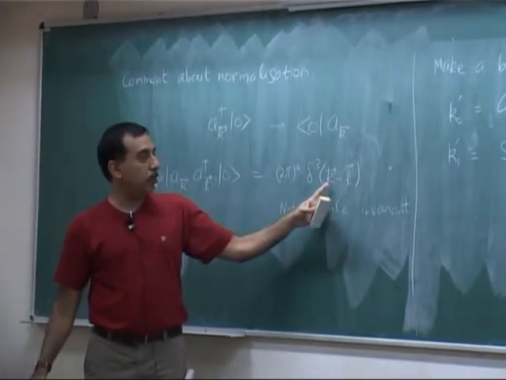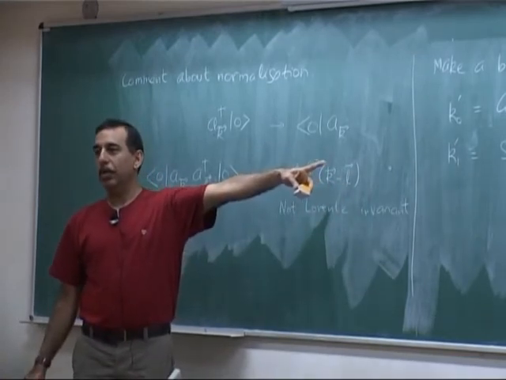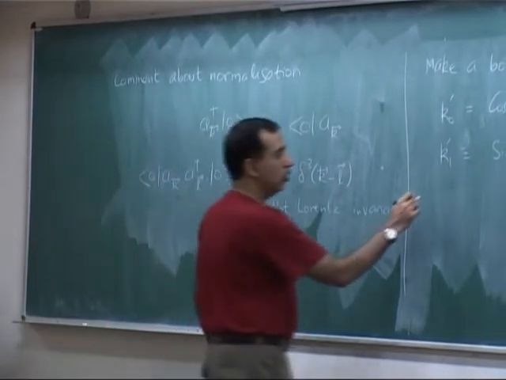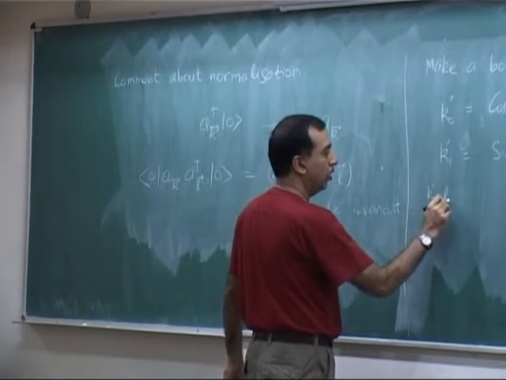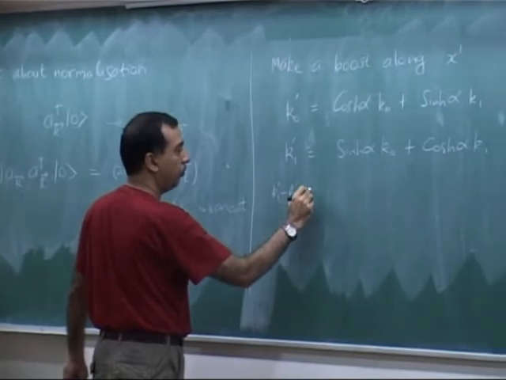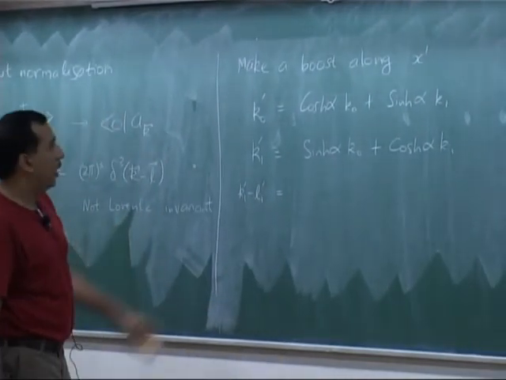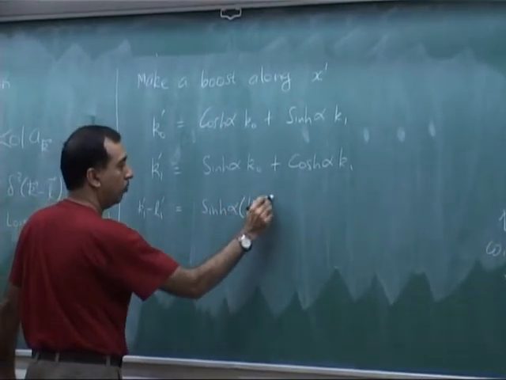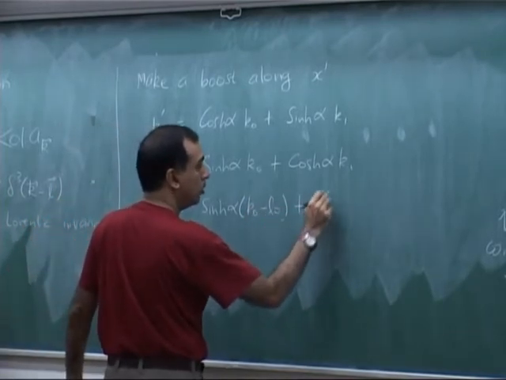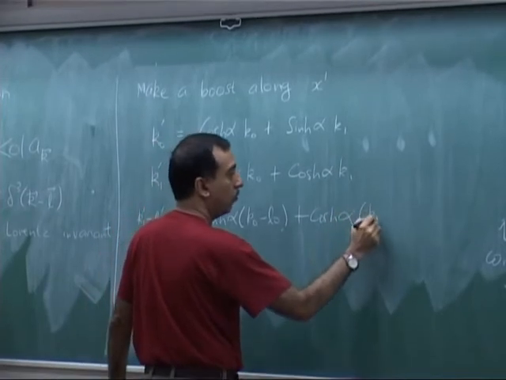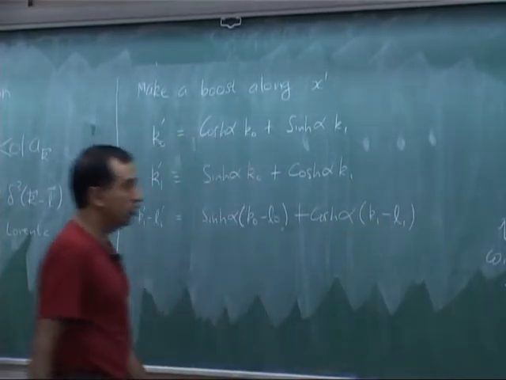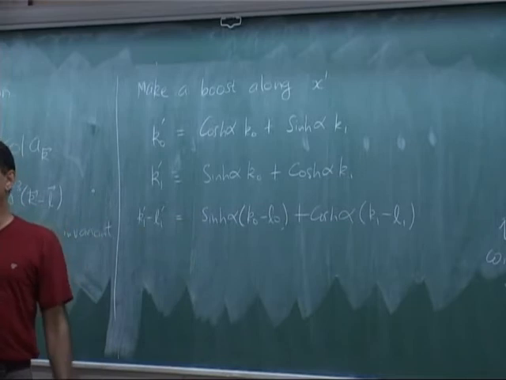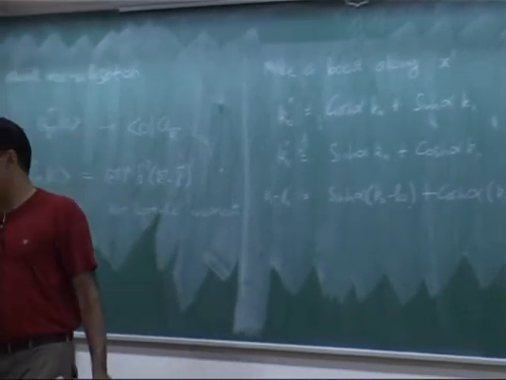So K2 minus L2 and K3 minus L3 don't change at all. Only K1 minus L1 changes. And how does it change? K1 prime minus L1 prime is equal to sinh alpha times (K0 minus L0) plus cosh alpha times (K1 minus L1). So this is the statement that it's not invariant, because delta of this is not the same as delta of this. So this is the problem.